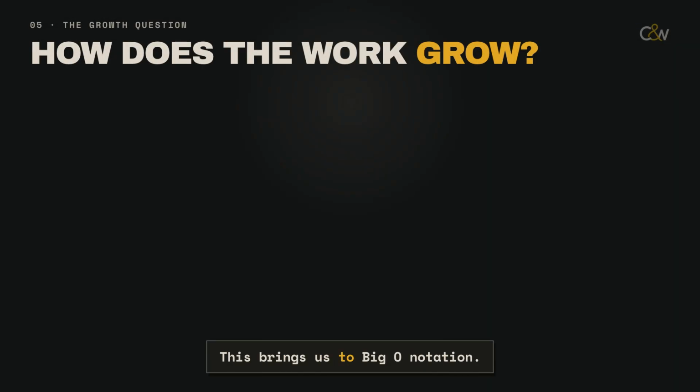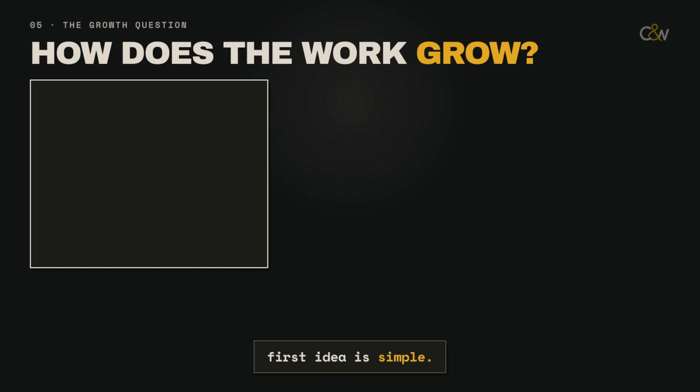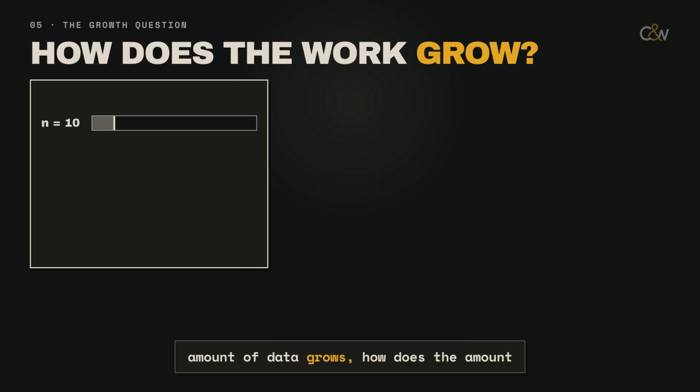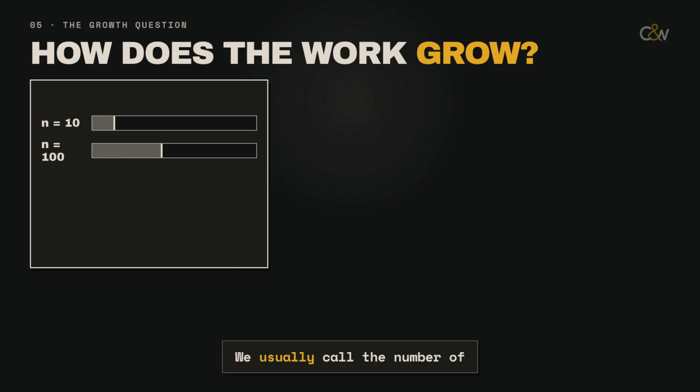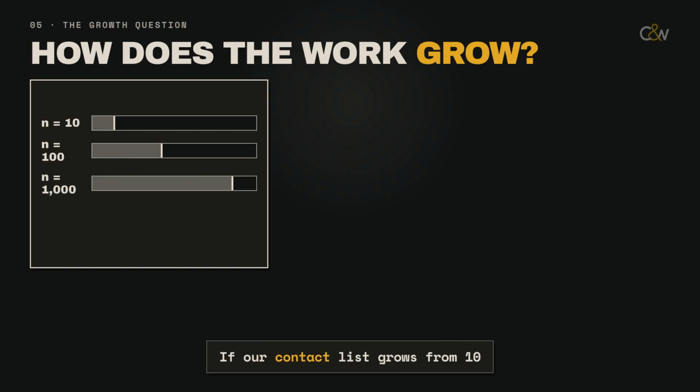This brings us to Big O notation. The name sounds mathematical, but the first idea is simple. Big O asks, as the amount of data grows, how does the amount of work grow? We usually call the number of items n. If our contact list grows from 10 names to 1,000 names, what happens to the number of steps needed to find someone? Big O is not mainly a stopwatch.